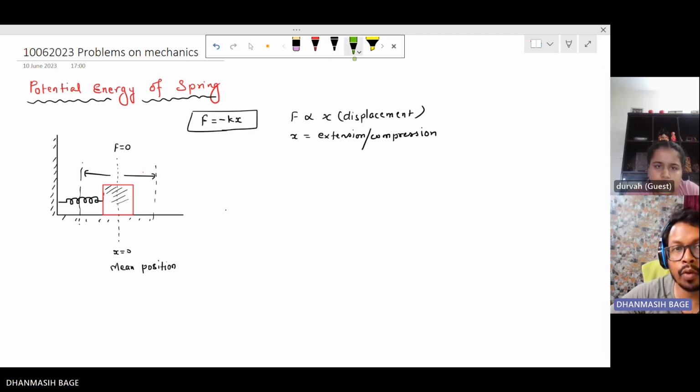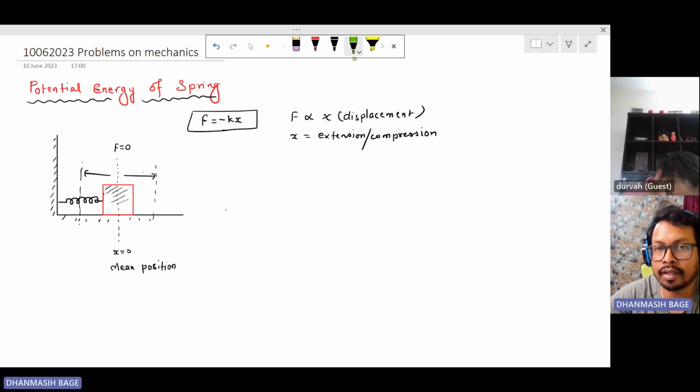Force is directly proportional to x. Is it a constant force? No, it is not a constant force. It is a variable force, but it varies directly with x. So force is a variable force.